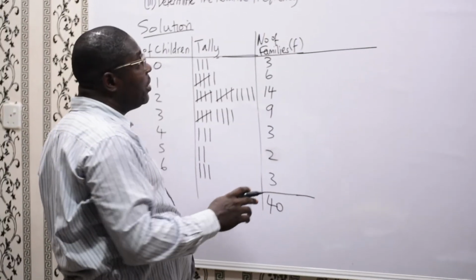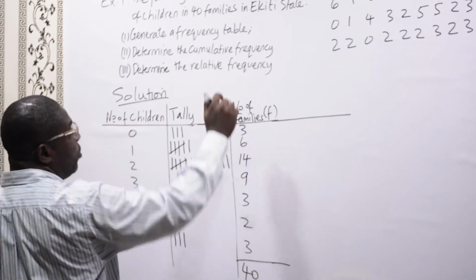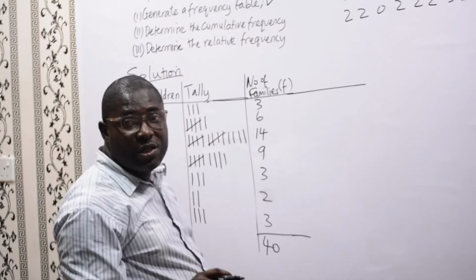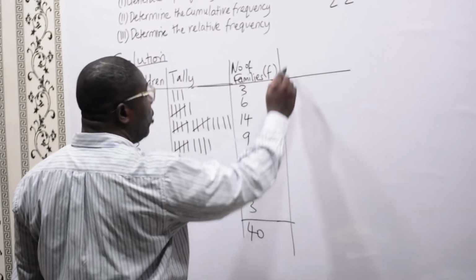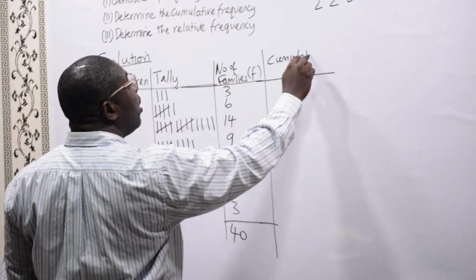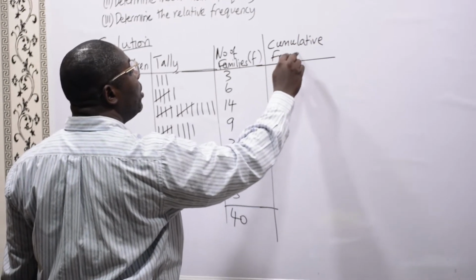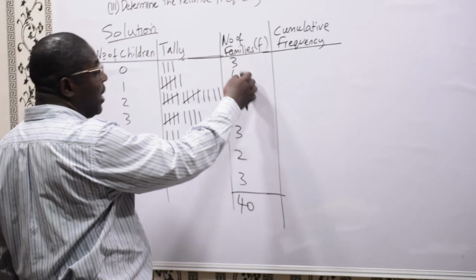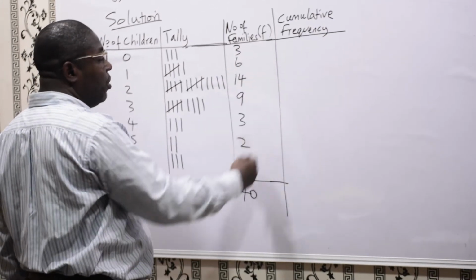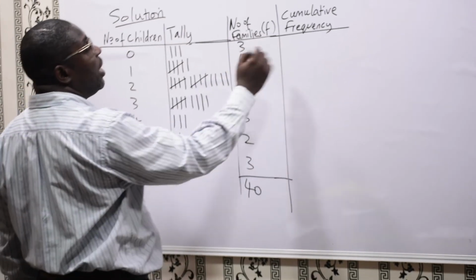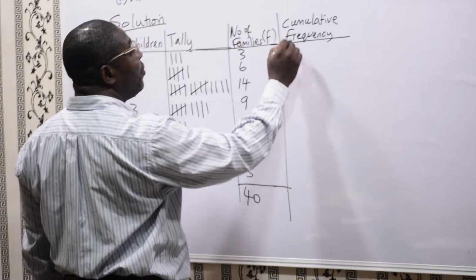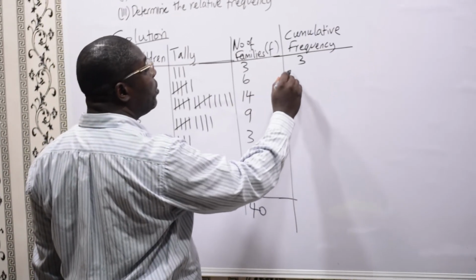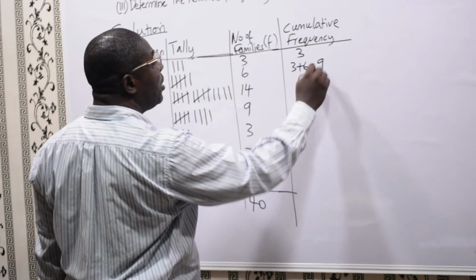Alright, we're done with generating the frequency table. The next thing we want to do is to determine the cumulative frequency. So we're going to draw another column here, and we'll label it the cumulative frequency. In calculating cumulative frequency, we'll add each frequency at each level of its occurrence. So in this case, the first entry here will be 3. The next one will be 9, so we're going to have 3 plus 6 will give us 9.